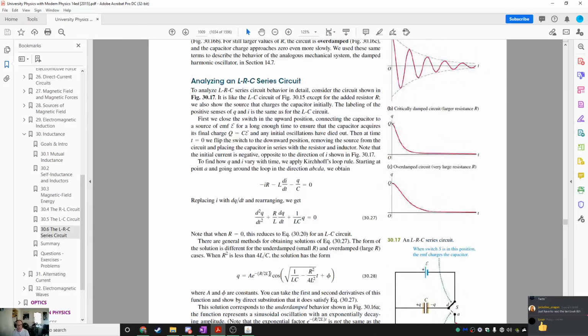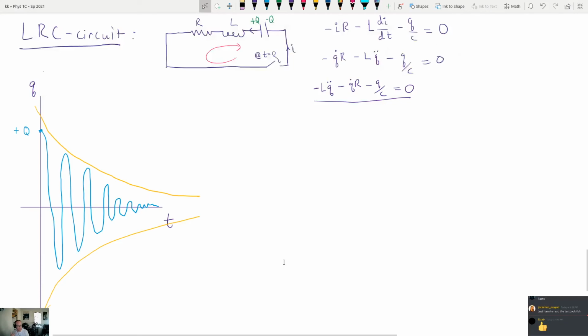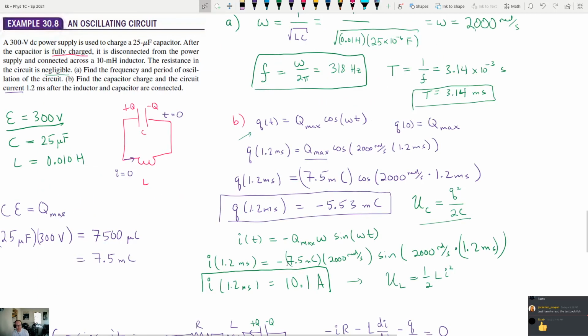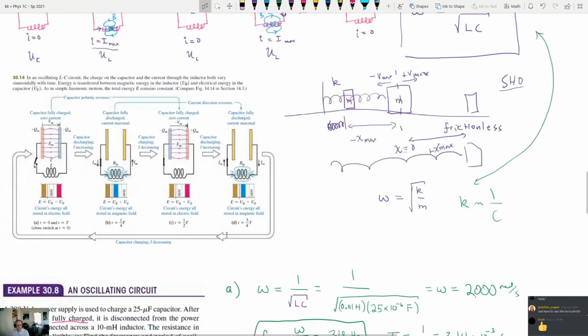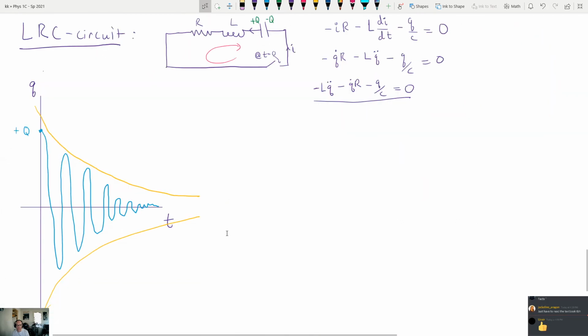The LRC circuit is basically the analog to the mechanical case where you take this and you make it friction. You have a surface with friction, and all of a sudden it acts like a resistor, and it sends energy out of your system.